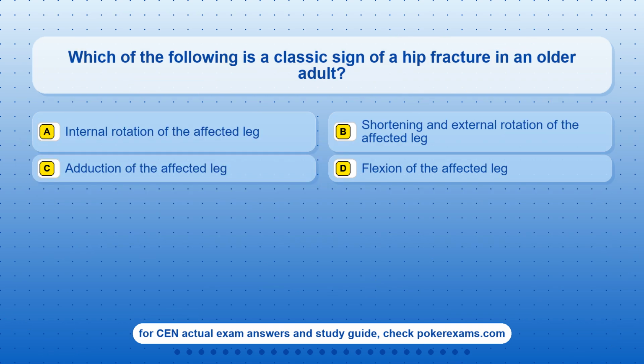Question 2. Which of the following is a classic sign of a hip fracture in an older adult? Option A. Internal rotation of the affected leg. Option B. Shortening and external rotation of the affected leg. Option C. Adduction of the affected leg. Option D. Flexion of the affected leg.